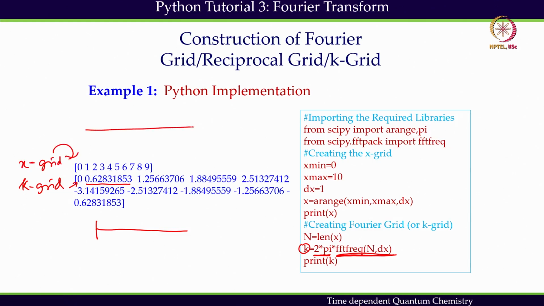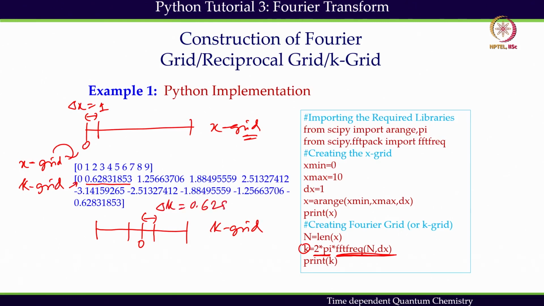What is the correspondence we have? This is the x grid: it starts from 0 and the difference is 1 in the x grid. But if we look at the k grid, it starts from 0, then has positive values and negative values, and the spacing is delta k. So, this is delta x equals 1 and this is delta k equals 0.62832 approximately.